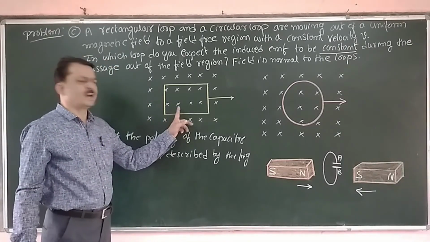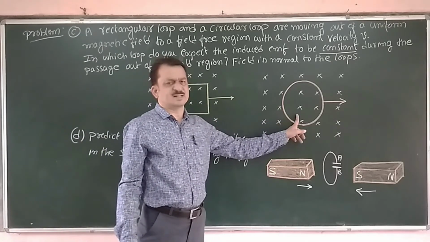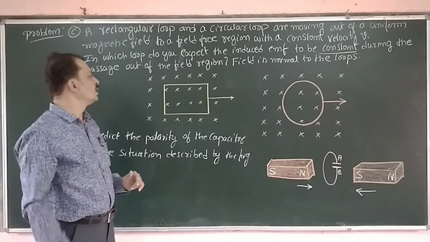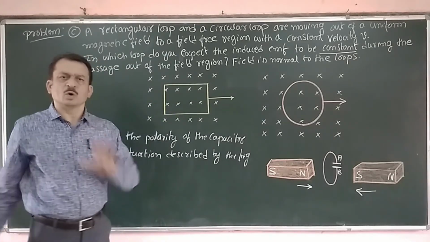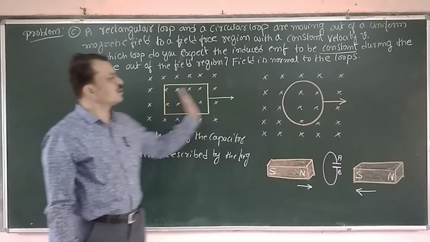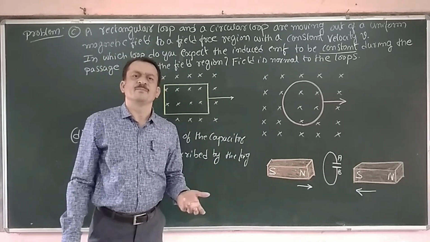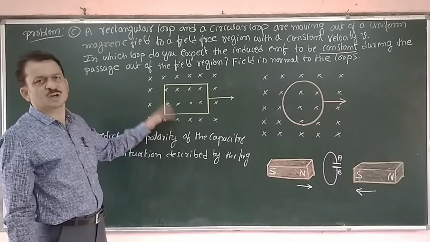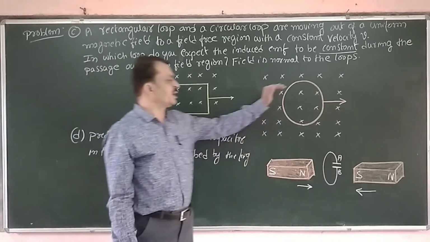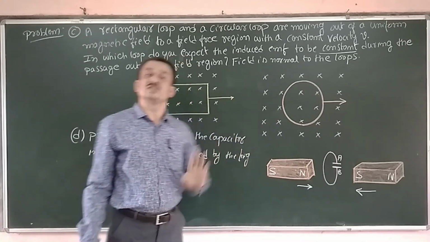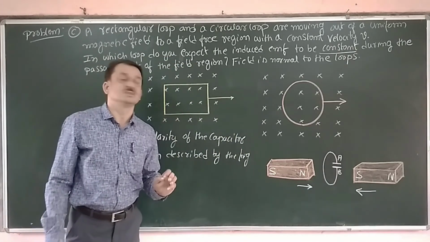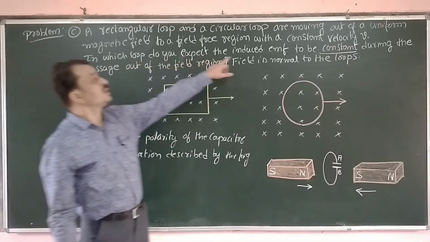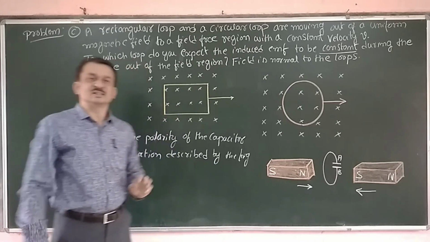Now they have given a rectangular loop, and here we have a circular loop. Both are moving away, okay? And the magnetic field is into the plane of the board. Since both are moving away, obviously the EMF is induced in both the coils. In the rectangular loop also, the EMF and current is induced, and in the circular loop also, EMF and current is induced. But what they have asked is, in which loop the induced EMF is to be constant.